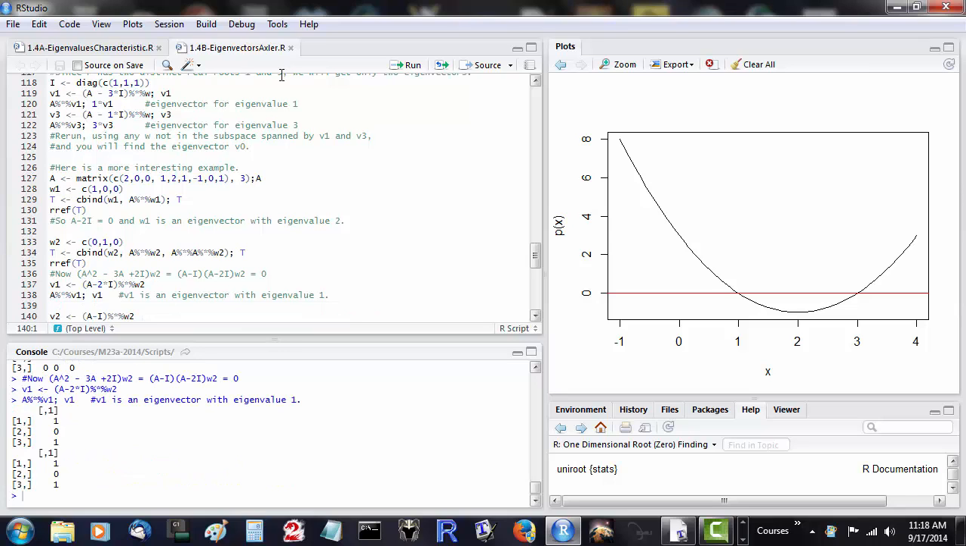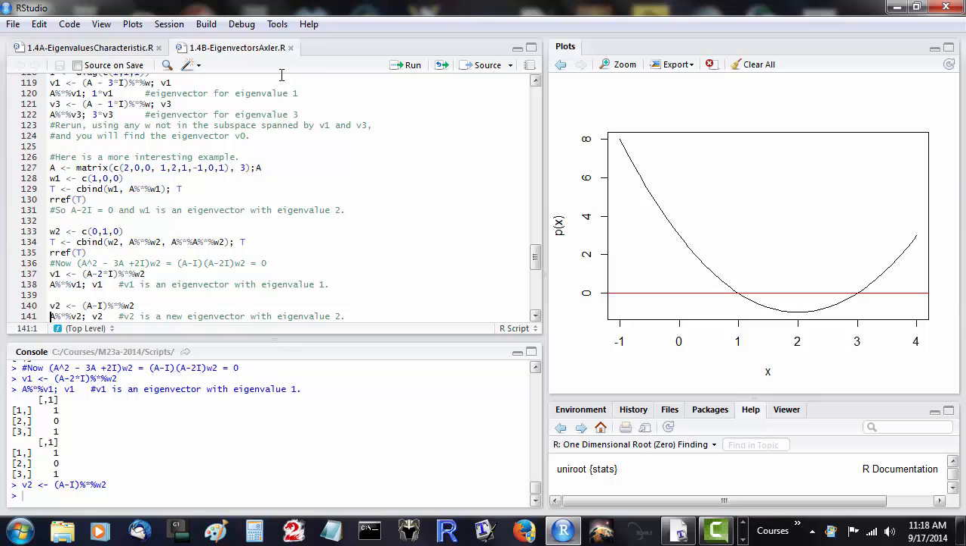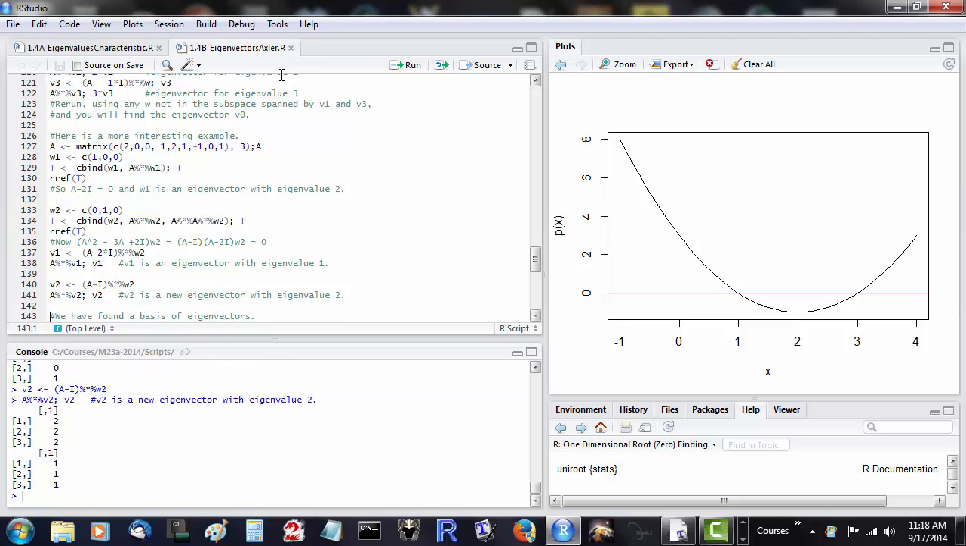When I hit W2 with just A minus I, I find an eigenvector with eigenvalue 2, but it's not the same eigenvector with eigenvalue 2 that I found earlier. That was the first standard basis vector. This v2 is not. So we found a basis of eigenvectors. One of them has eigenvalue 1. The other two have eigenvalue 2.